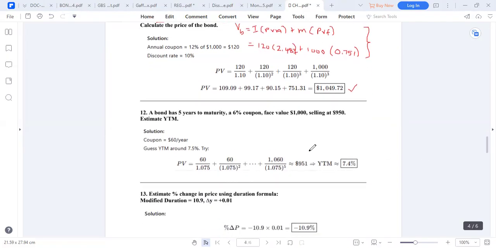All right. Then we have a 5-year bond to maturity, a 6% coupon, face value is 1,000, selling price is 950. Calculate the yield to maturity. Now yield to maturity, with this it's guesswork. Usually it's interpolation. But remember the formula we use for yield to maturity. What's the formula for yield to maturity?